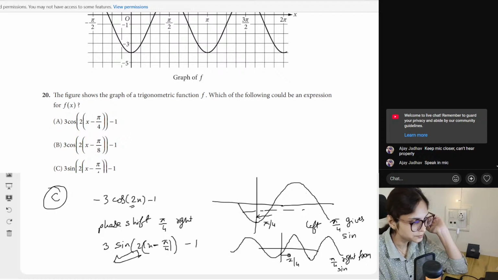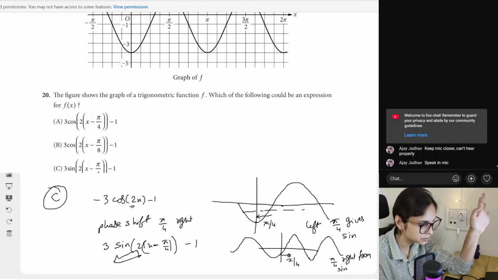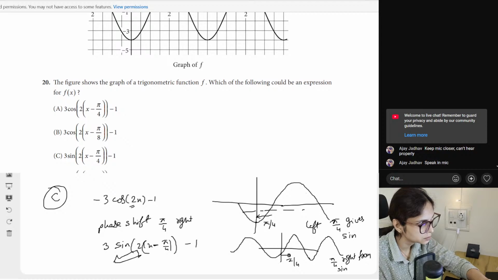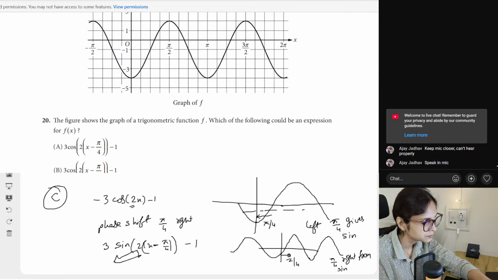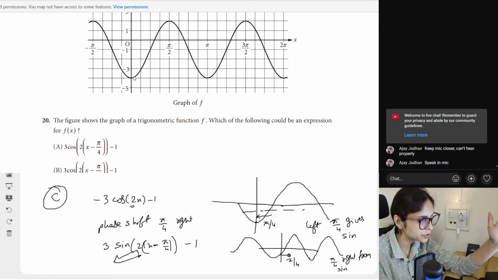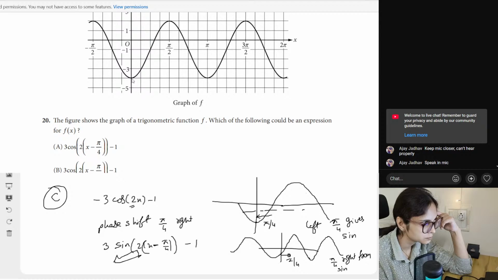Got it? And if you shift pi over 8, nothing is happening. So all the pi over 8 options are gone out of the window. Okay? Because you are shifting the sine graph pi over 4 to the right. If you shift it to the right, you will get this particular graph, because it should have been at 0, now it is at pi over 4.